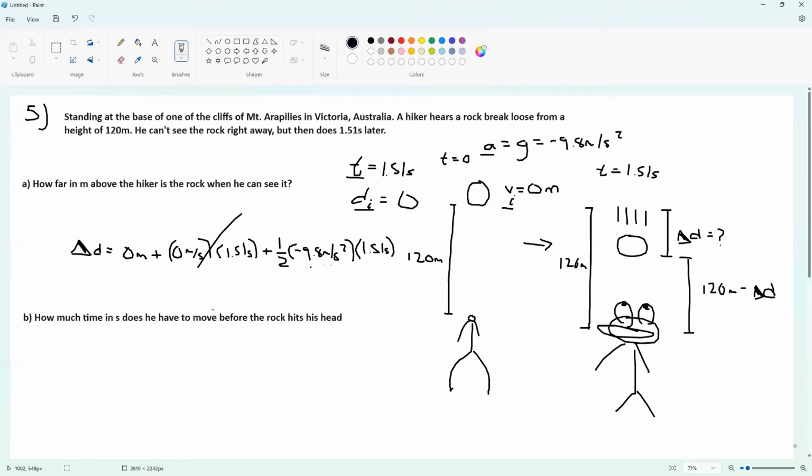So this will be 0, and then we just need to use our handy calculators for this last part. Divide by 2. Oh, this is squared. Times 1.51 squared. So change in distance is equal to 11.17249 meters. Okay, so that's the first part. We have the answer for this first part.